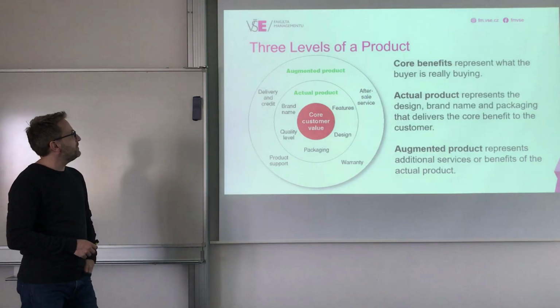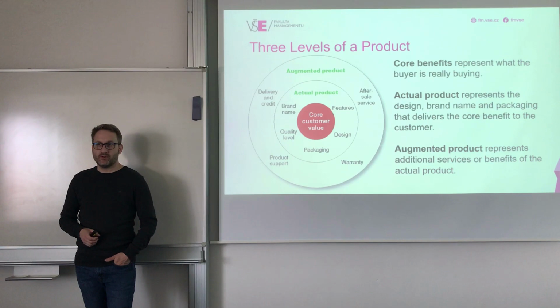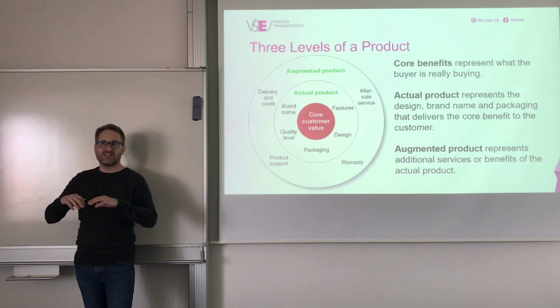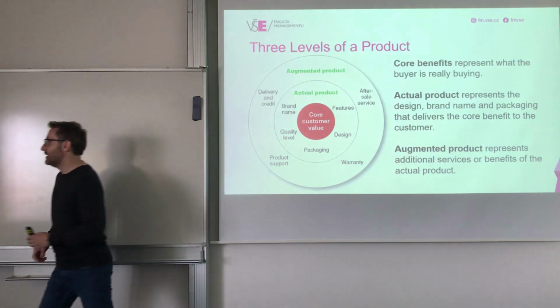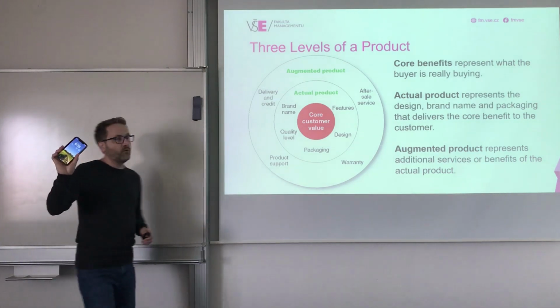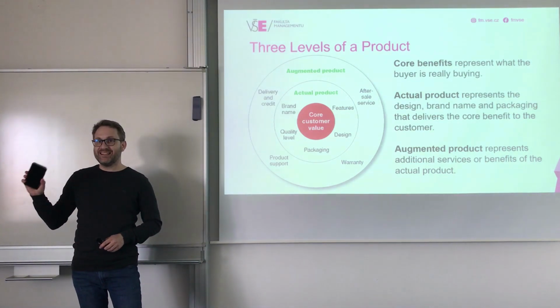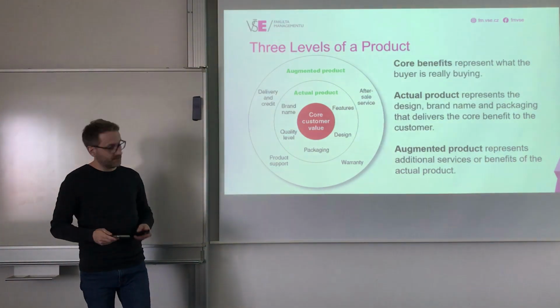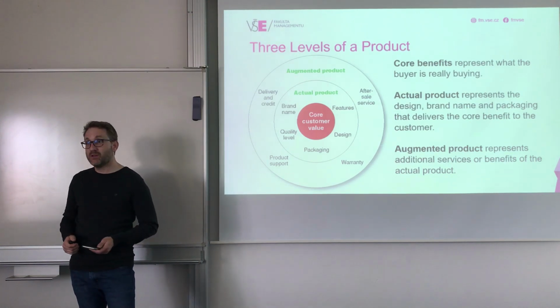So, what about the product itself? If we talk about the product, we need to know which slice of the product we are talking about. Let's imagine, I will try to use a product. This is a mobile phone. It's an old model, but anyway, it has at least three levels, okay? It has something we call the core, then there is an actual product, and then there is something we call the augmented product. What does it mean?